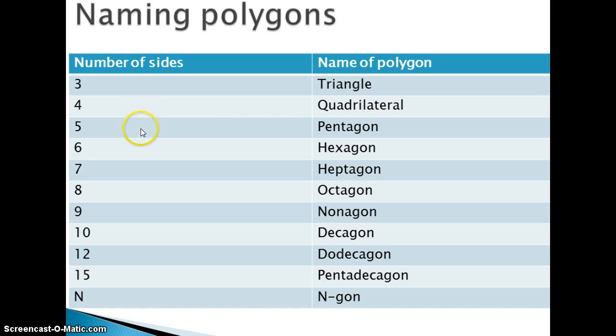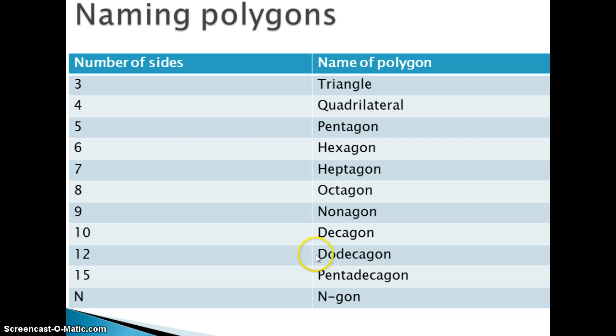In addition to that, five sides is a pentagon. Six sides is a hexagon. Seven sides is a heptagon. Eight sides is an octagon. Think of a stop sign. Nine sides is a nonagon. 10 is decagon. We can remember that because a decade is 10 years, so a decagon is a 10-sided shape.